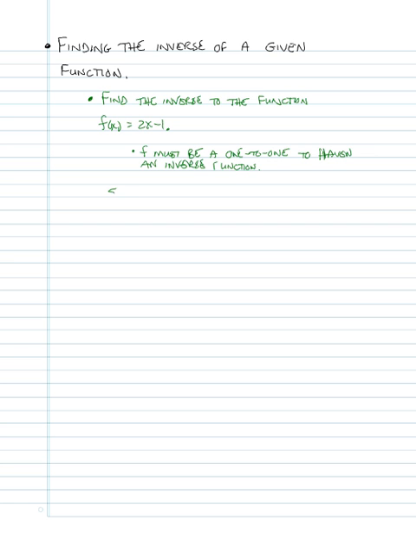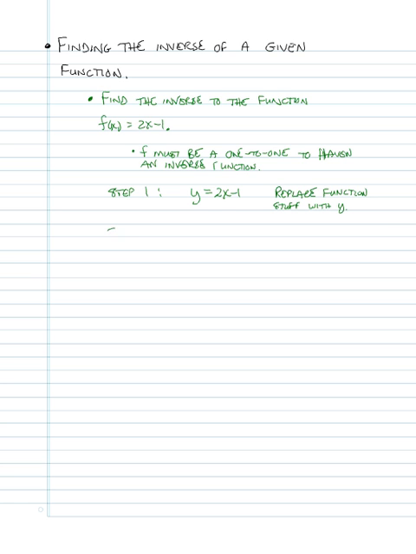Well, here's what we do. Step 1. We replace the function notation with y notation. So instead of saying f of x equals 2x minus 1, we'll say y is equal to 2x minus 1. Replace function stuff with y.